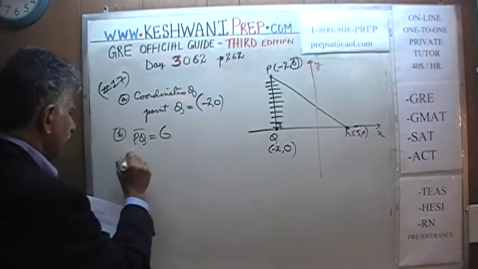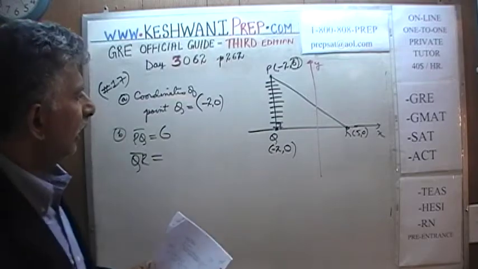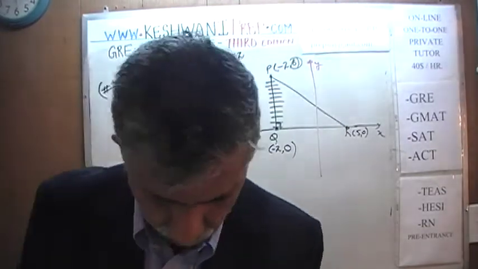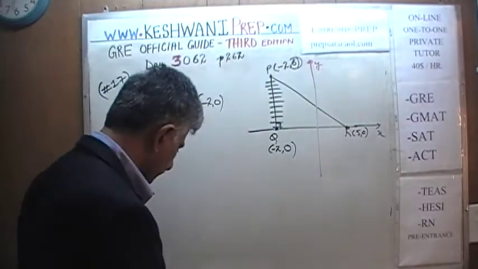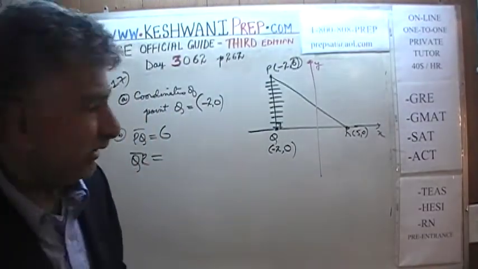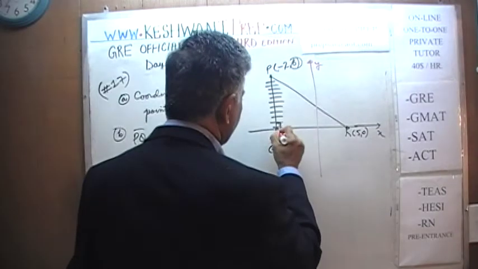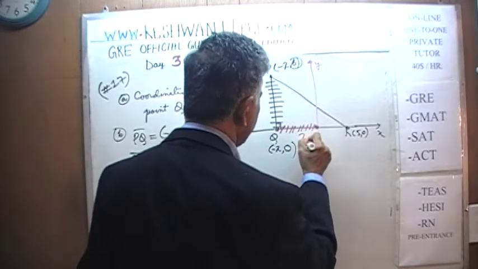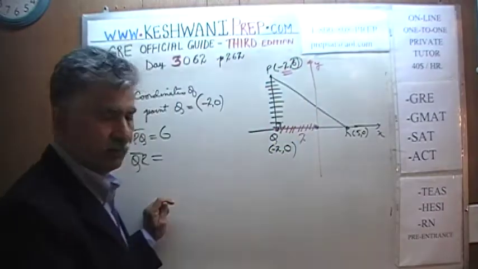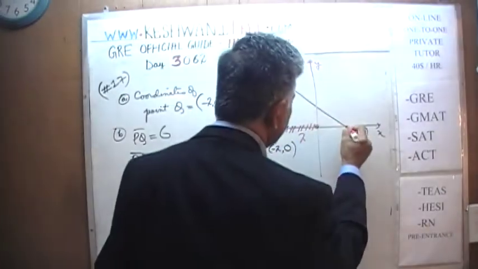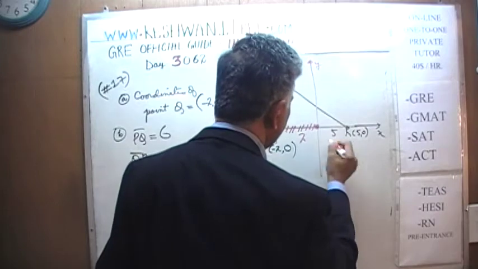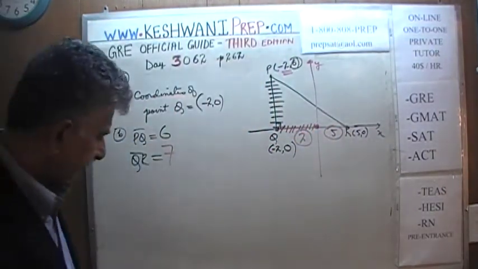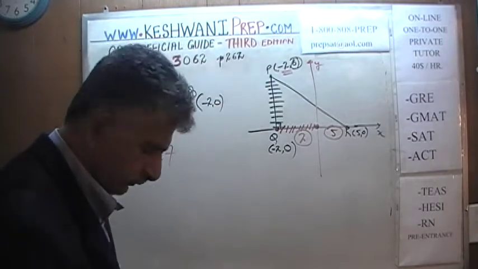Length of QR is what you're looking for next. Q to R, where is Q to R? Let's do it in a different color, even though we don't need to fuss about it, it's too simple as I said. From here to here is 2 units. How do we know? Because the x-coordinate is negative 2. And from here to here is 5 units. It's not drawn to scale. So 5 plus 2 is 7. It's clearly not drawn to scale.